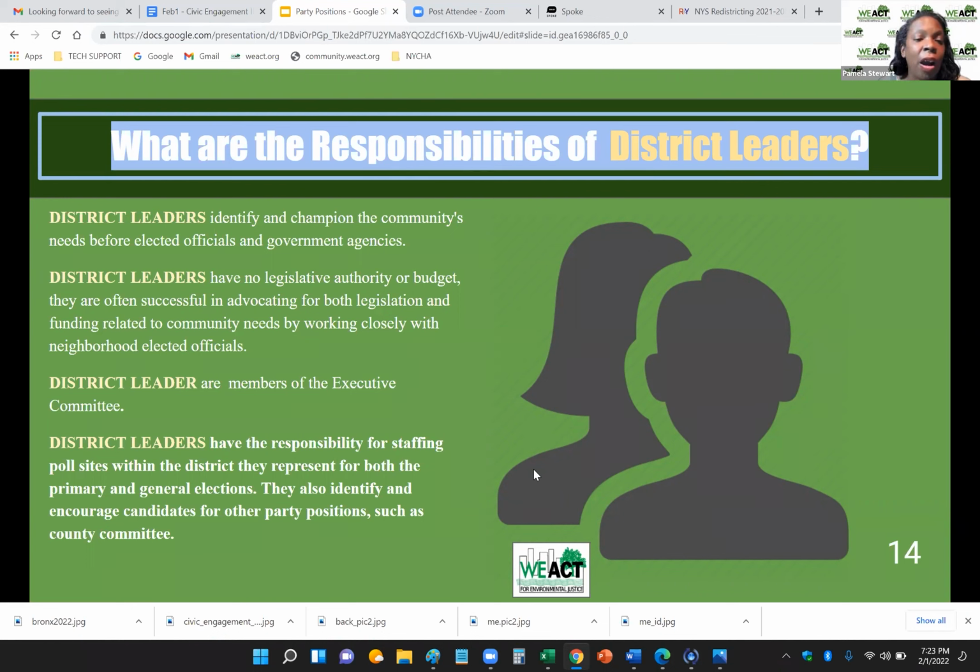District leaders are members of the executive committee. District leaders have the responsibility of staffing poll sites within the district they represent for both the primary and general election. They also identify and encourage candidates for other party positions, such as county committee.